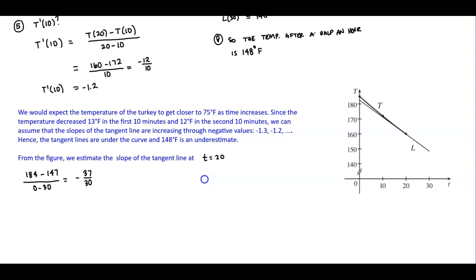And so that linearization would become the following for the estimate. T of 30 would be approximately T of 20 plus T prime of 20 times 10, which would give us approximately the following: 160 minus 37 over 30 times 10, which gives us approximately 147 2/3, which we can write as 147.7.